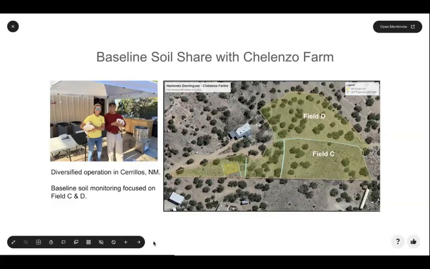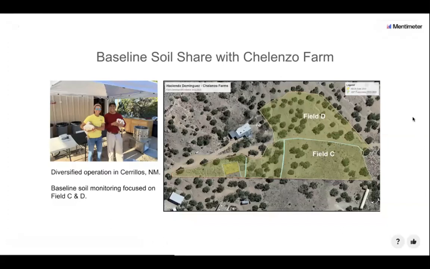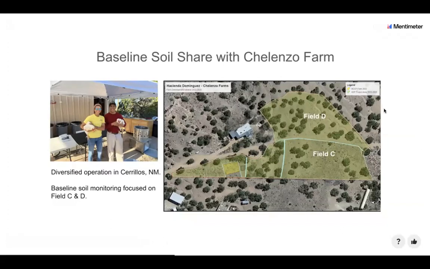So just to land you all a little bit more squarely in the farm and the site, Chilenzo is a diversified operation located in Cerrillos, New Mexico. They've got a lot of projects and programs, a lot of great ideas and visions going on that they're working towards. And so it's really exciting to work with folks that have big ideas.